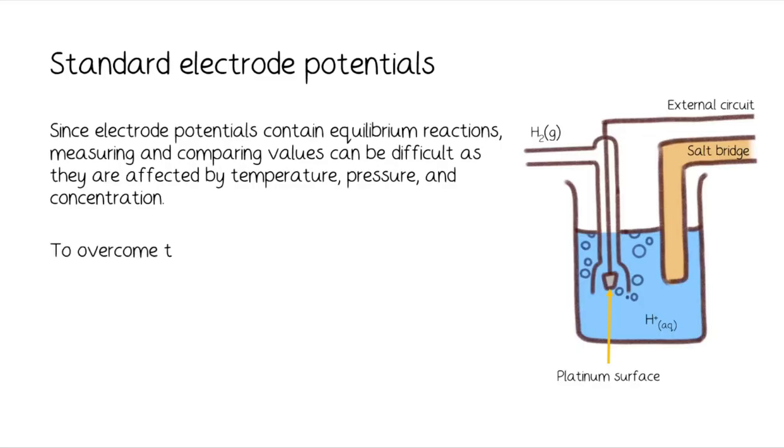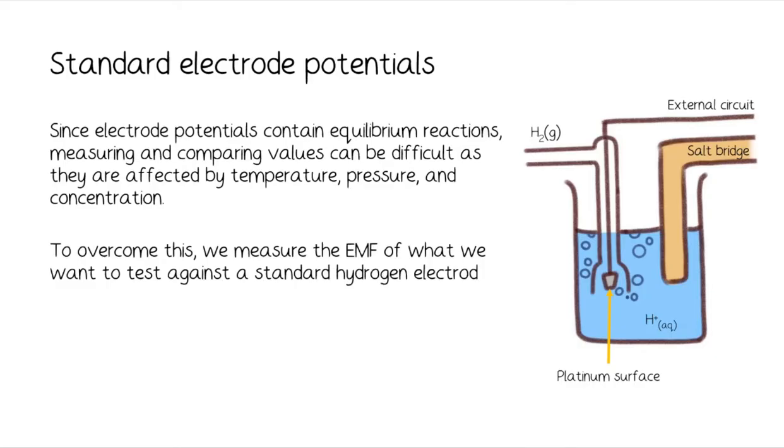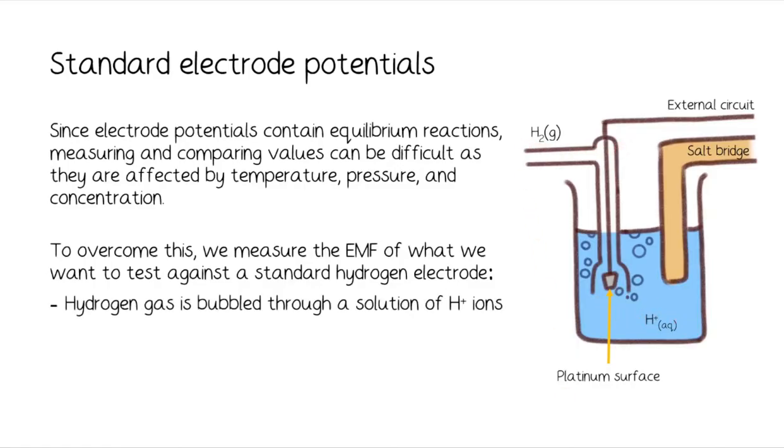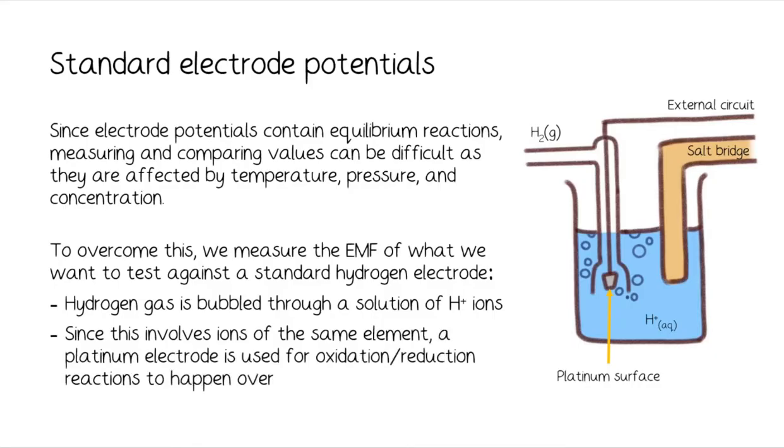So to overcome this, we measure the EMF using a voltmeter of what we want to test against a standard hydrogen electrode. So if I want to know what the standard electrode potential of aluminium is, we test it with this standard hydrogen electrode as one of the half cells and the aluminium as the other. How the hydrogen half cell works is hydrogen gas is bubbled into a solution of H+ ions. Because we're using H2 and H+, the same element, but we're switching from an element to an ion, we need to use a platinum electrode for the reactions to happen over.